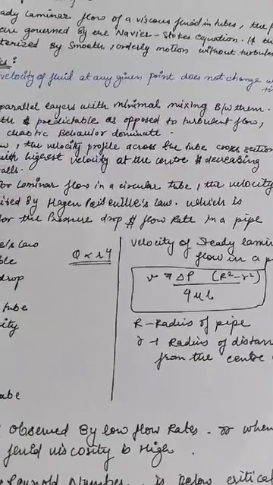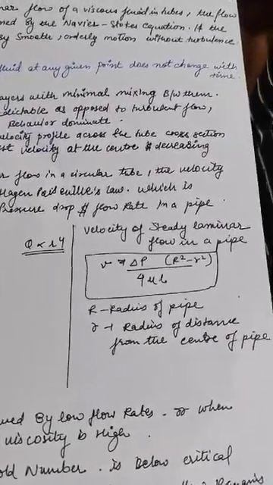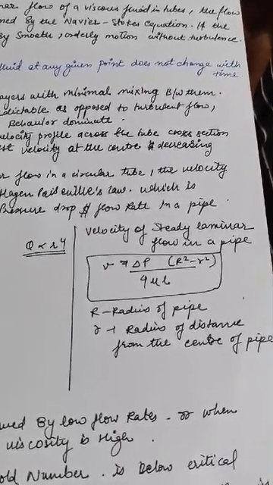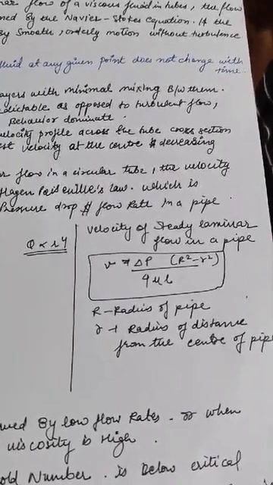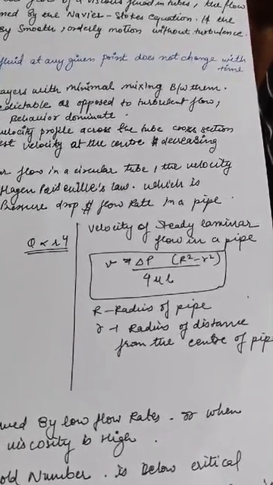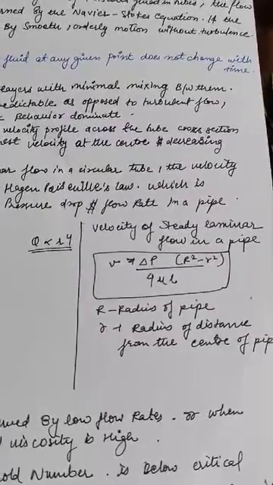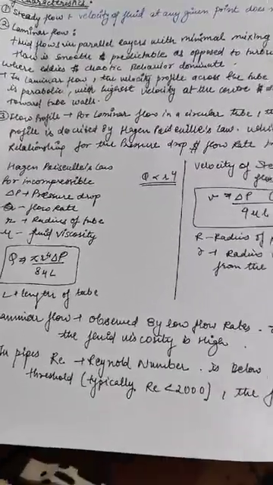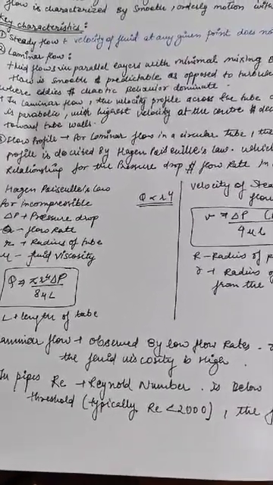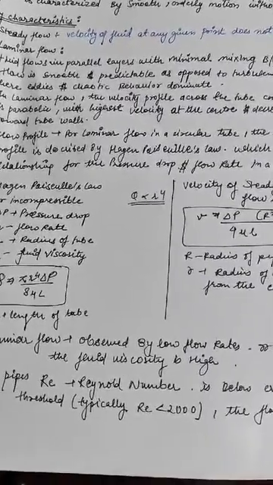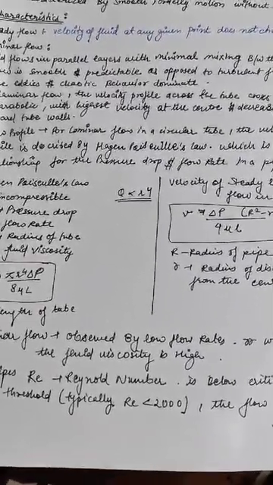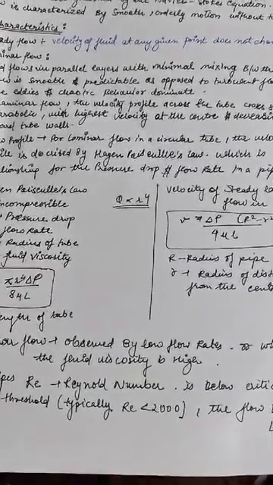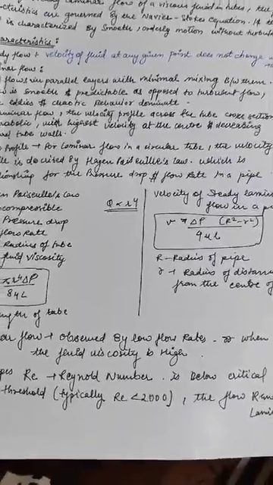At the center, r equals 0, the velocity is maximum. It decreases to 0 at the tube wall, that is, when small r equals big R, due to the no slip condition at the boundary. Laminar flow is typically observed at low flow rates with a high viscosity fluid, in pipes where the Reynolds number is below the critical threshold, that is, Reynolds number is smaller than 2000. Then the flow is laminar flow.